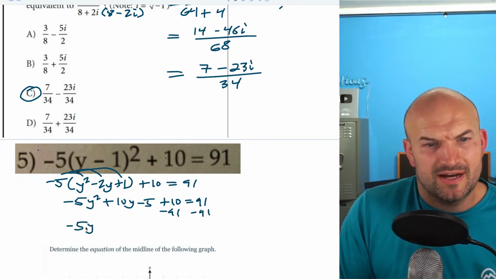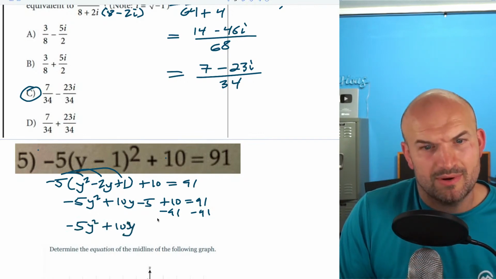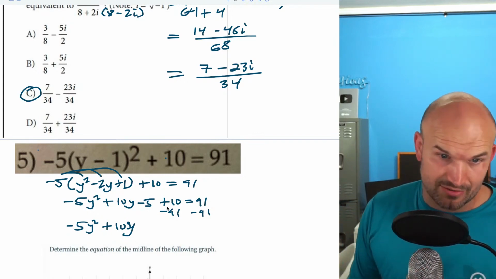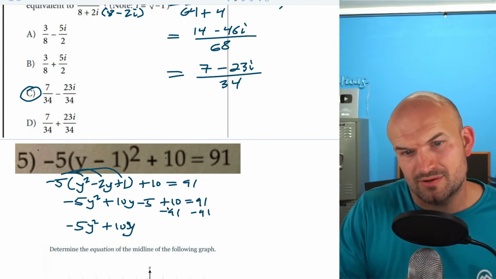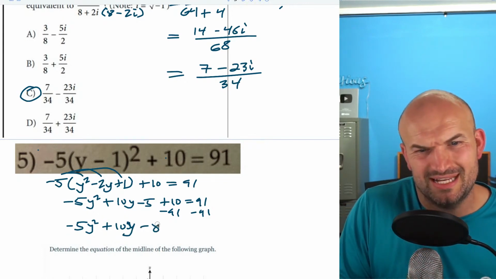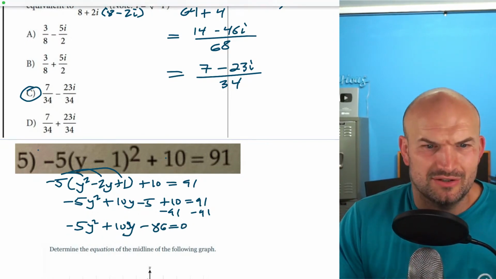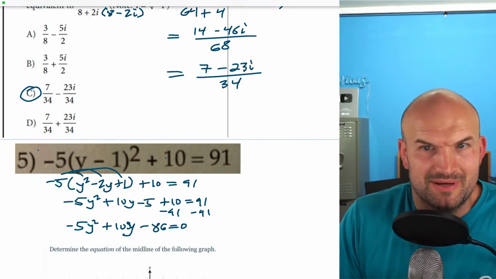So you'd have negative 5y squared plus 10y. And then negative 5 plus 5, or 10, is going to be a positive 5. And then minus 91. So that's going to be a negative 86 equals 0. That just doesn't look like a fun problem to use with the box method.